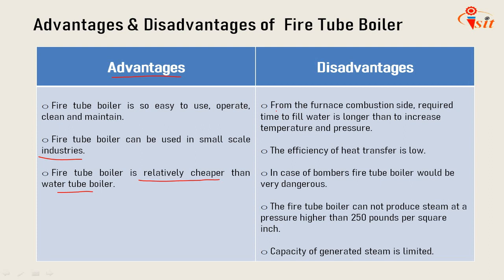What are the disadvantages? From the furnace combustion side, the time required to fill water is longer than to increase the temperature and pressure, so the required time is very long. Efficiency of heat transfer is very low. In case of bursting, a fire tube boiler would be very dangerous. A fire tube boiler cannot produce steam at a pressure higher than 250 pounds per square inch. We already discussed that the fire tube has a limitation up to 16 bar pressure. Capacity of generated steam is limited. So those are the advantages and disadvantages of fire tube boilers that we need to remember.